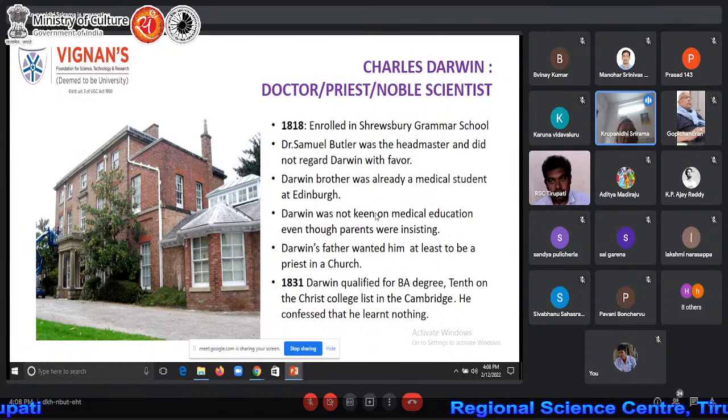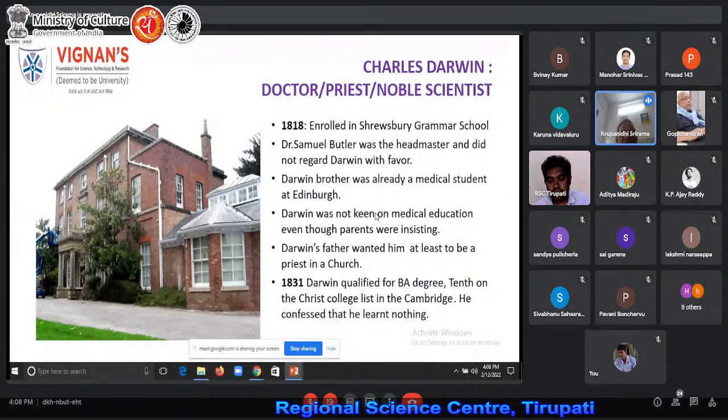If he would have been a doctor, none of us would have remembered him. If he would have been a priest, none of us would have remembered him. Because he became a Nobel scientist with a visionary thought. We're all now commemorating his 213th birth anniversary. Okay, let us see now.